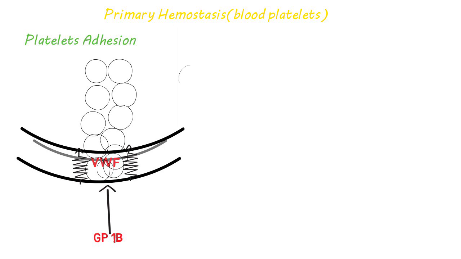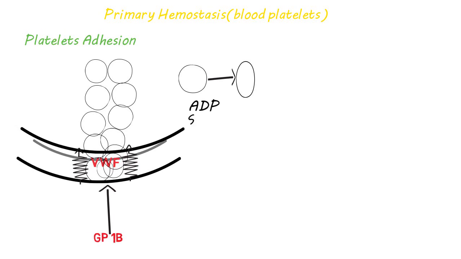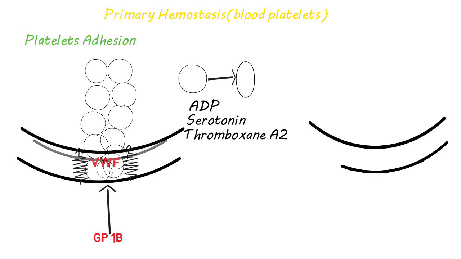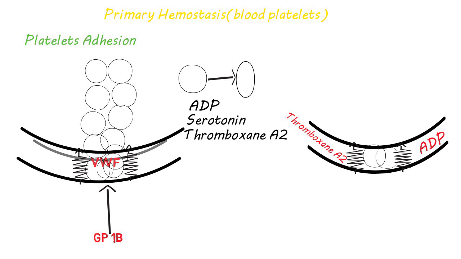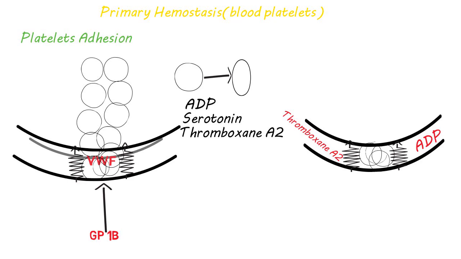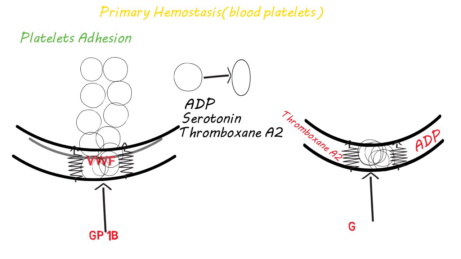So after the adhesion of this platelet, the shape of the platelets changes from a round shape to a spherical shape because there is now a contraction of the microfilament of the platelet. And when this contraction is taking place, there is a secretion of some chemicals such as ADP, serotonin, and thromboxane A2. So what thromboxane A2 and ADP do is that they move away from the endothelial cell into the bloodstream and begin to activate more platelets and attract them. So they begin to attract more platelets to the site of injury and cause them to pile up.